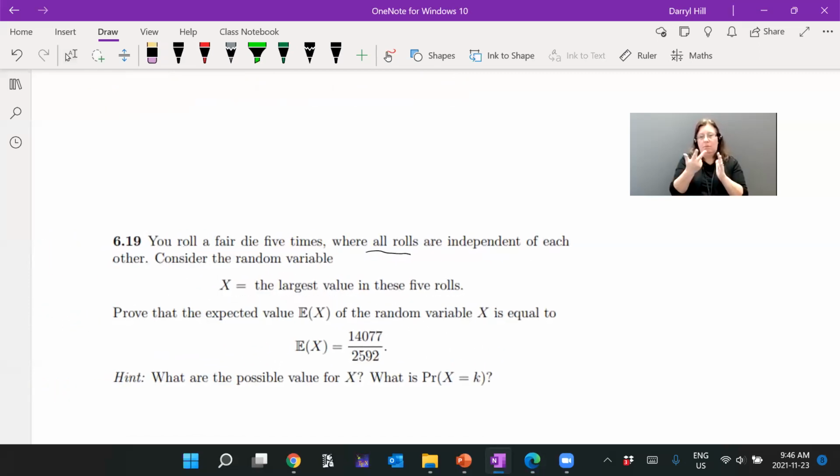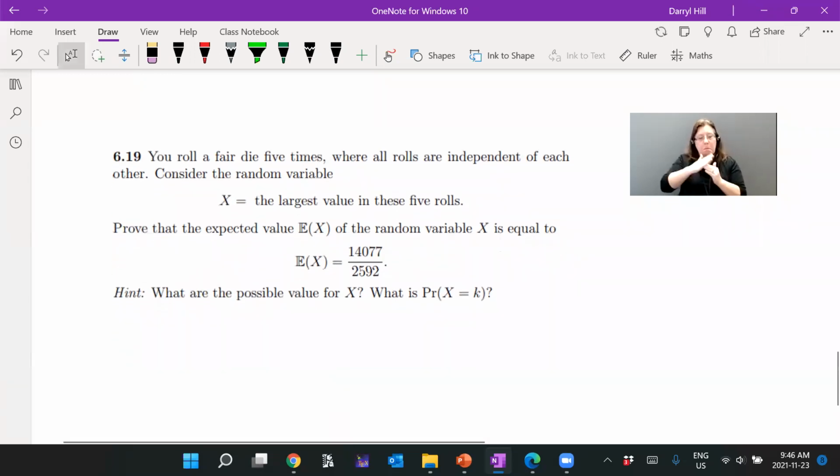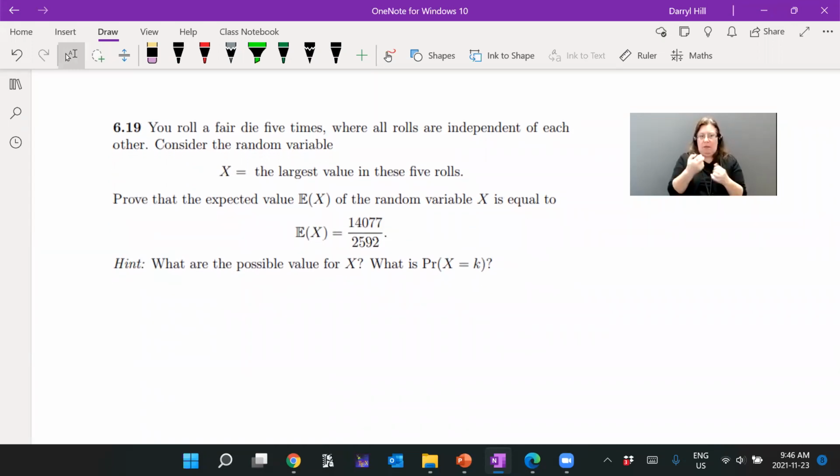And then the random variable X is the largest value in these 5 rolls. Okay, so I'm going to show you, I guess, we will start with the really difficult approach, and then I'll show you how to do the simpler approach. So the hint is, what are the possible values for X, and what is the probability that X is equal to k?